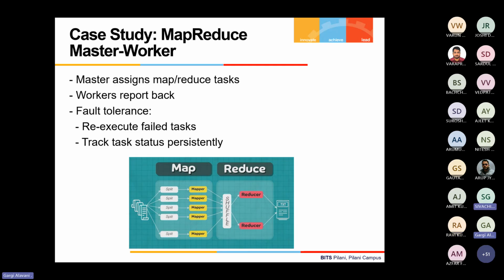Yes, Kubernetes is also master-slave architecture. It is called control plane and worker node architecture. Yes, because the control plane is the master, right? Yes. And the worker nodes are the slaves. Yes, master-slave.